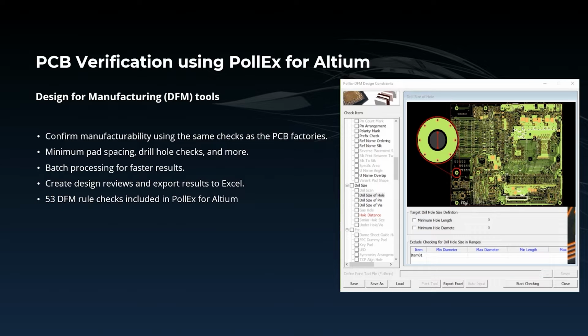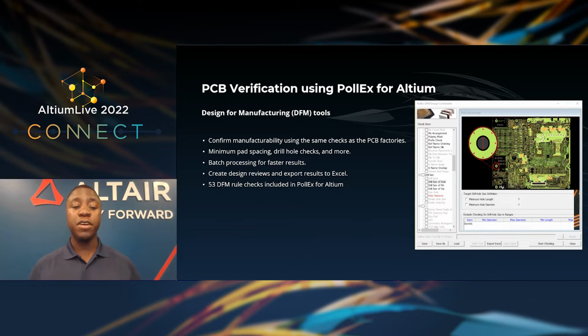We can use these DFM checks to create a more efficient design review process where we can highlight key areas of concern, again using the red mark tool, or we can even export all the results to an Excel sheet that allows us to share the results with key stakeholders and even the PCB factories. Again, 53 rules are available at your disposal, and we're going to dive into some of these rules right now using the tool.